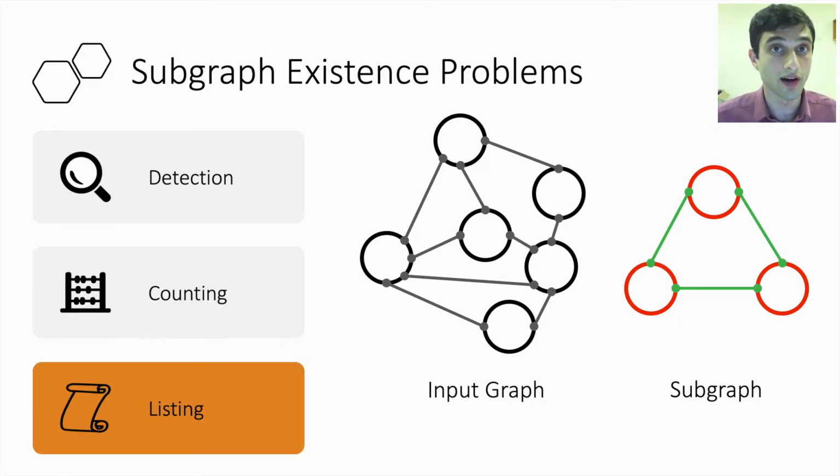And the hardest case of all is listing. In listing, we want to actually get a list of all the instances of the subgraph. For example, in this input graph, we have these three triangles. And we want every node in the graph to output a list of some triangles such that the union of all the lists is exactly these three triangles.